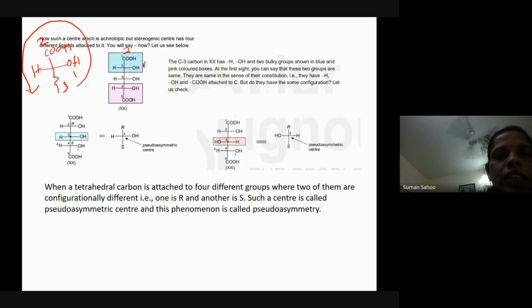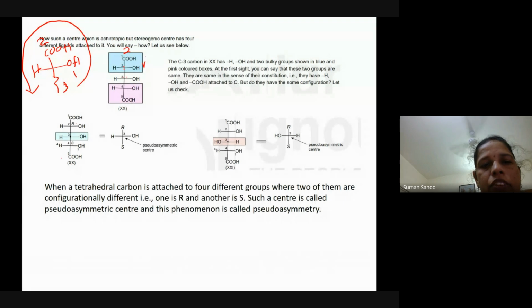So this has to be R. S, as it is going anticlockwise, it will be S, but we have to reverse it, so it is going to give you R configuration. Similarly, you can just see that the lower half would have an S configuration.